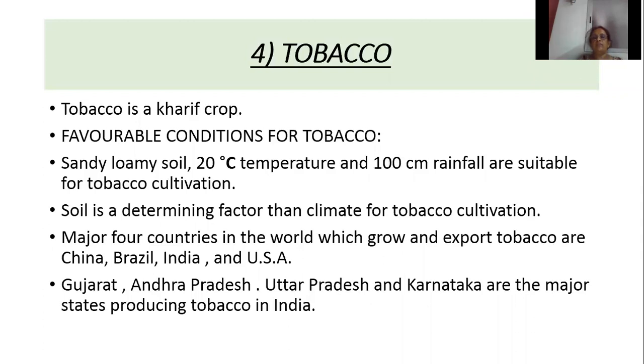In India, the major states producing tobacco are Gujarat, Andhra Pradesh, Uttar Pradesh and Karnataka. So which are the major states producing tobacco in India? Gujarat, Andhra Pradesh, Uttar Pradesh and Karnataka.